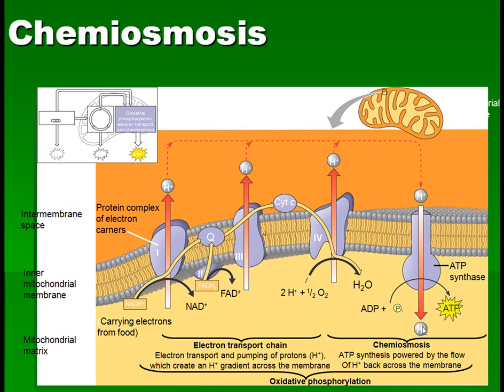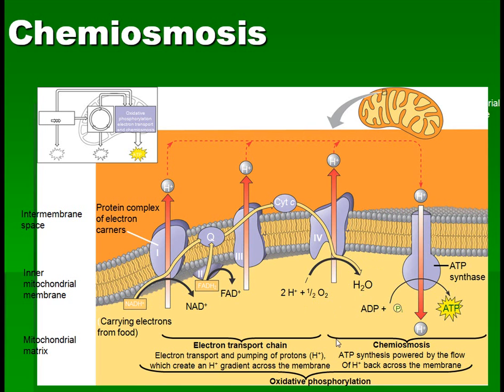Now we start to see hydrogen ions coming into the matrix. Well, those hydrogen ions, being positively charged, are attracted to these oxygens that have received all of the electrons from the electron transport chain. And in turn, water is being produced.